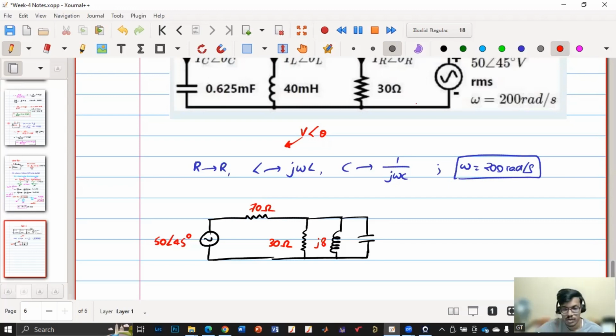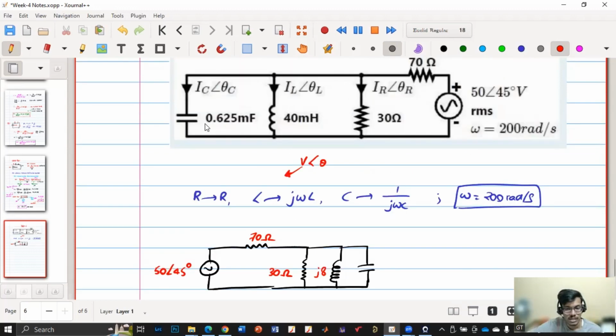Isn't it? Yes, sir. And what will be C? C will be 1 by j omega into C. So 1 by 200 into 0.625 into 10 raised to power minus 3. So calculate and tell me what will be 1 by j omega C?